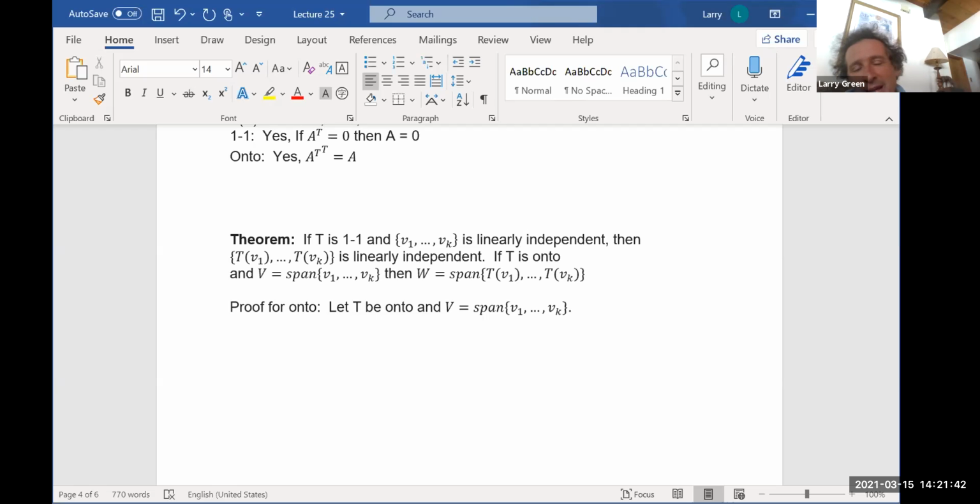the point is that every vector in W can be written as a linear combination of these T of V1 through T of Vk. So what I can do is I can say, let w be in W. So suppose I have a vector in W. Well, T is onto. What does that tell me?